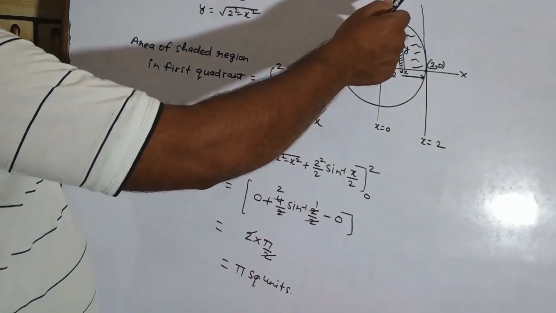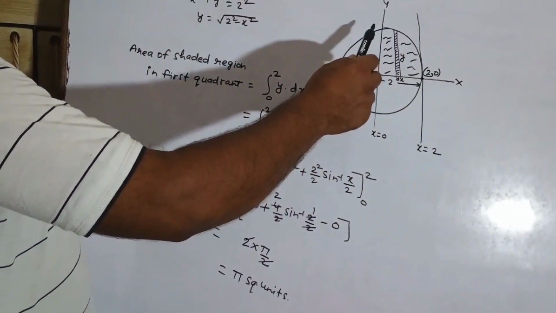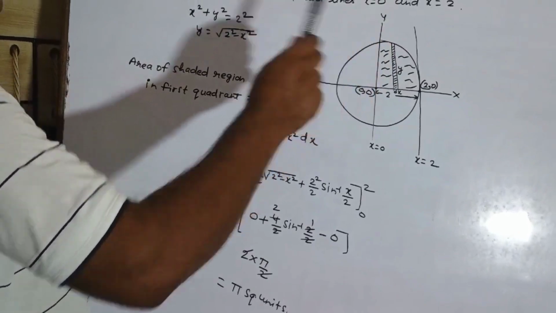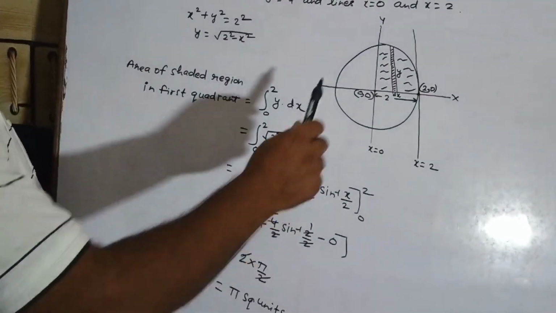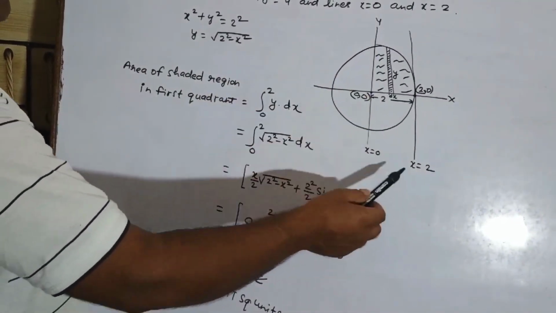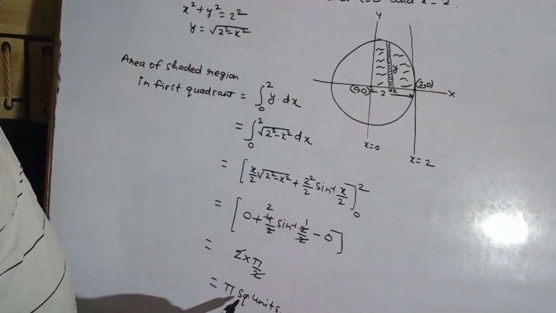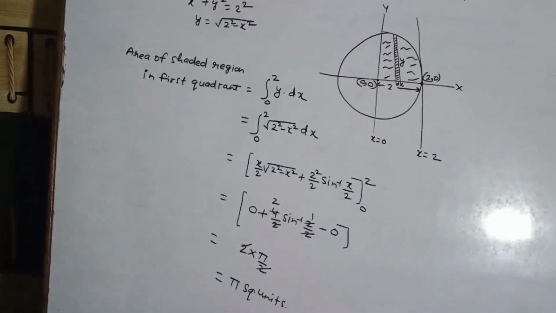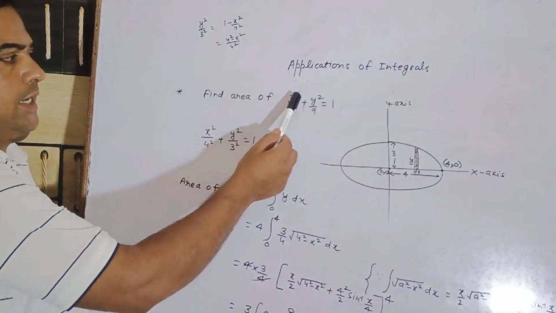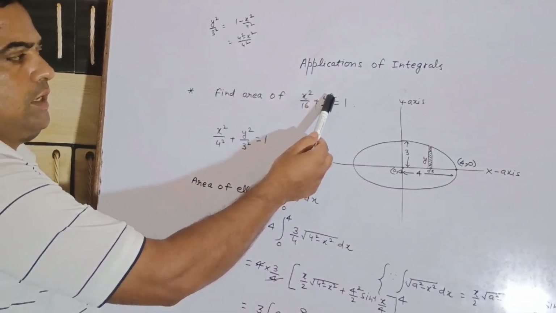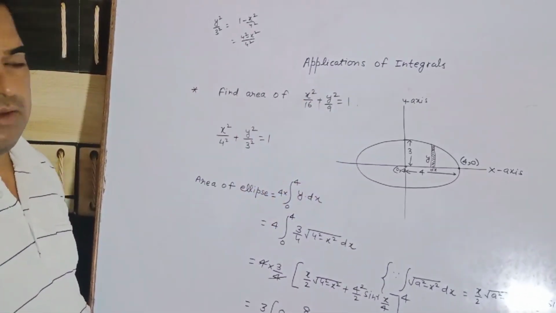Means area in first quadrant and bounded by circle x equals to 0 and x equals to 2 will be pi square units. Find area of x square by 16 plus y square by 9 equals to 1.